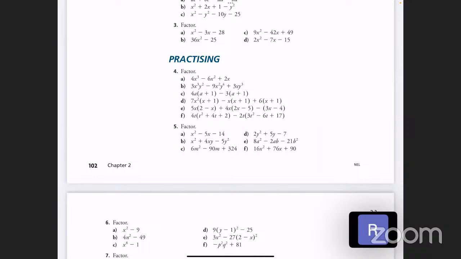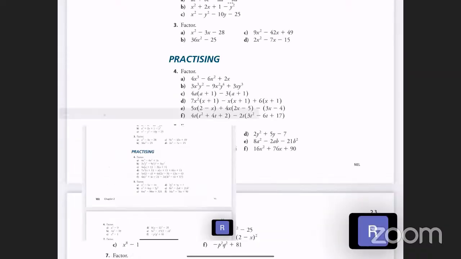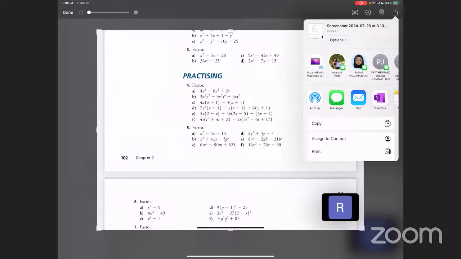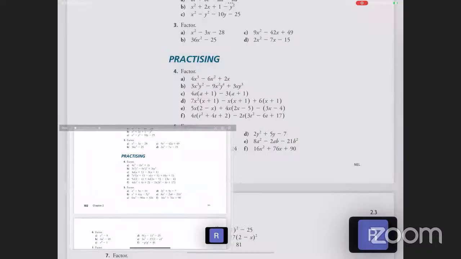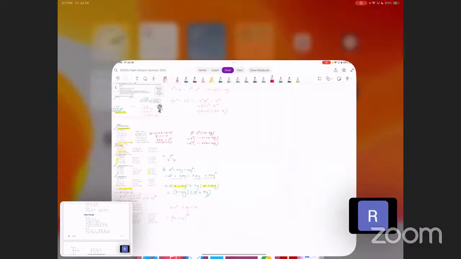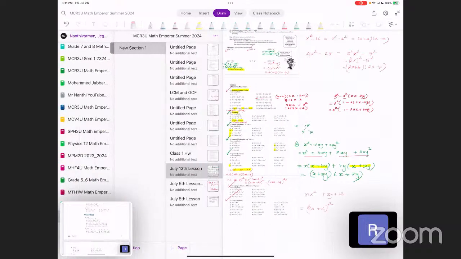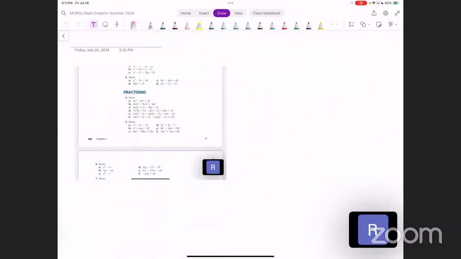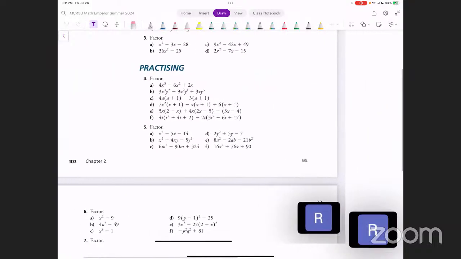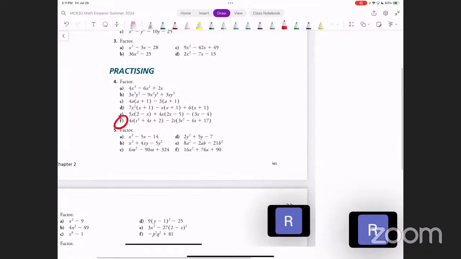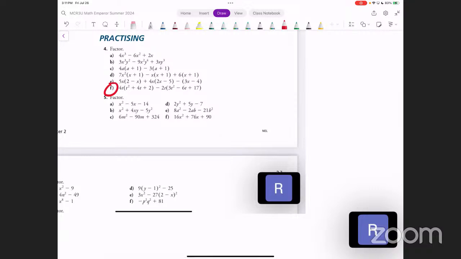What I will do is I will take the screenshot and then put that in mine, so you can see it. So MCR3, yes, that's in the right place. MCR3, you should become over here on title. All right, so you guys are going to do for me 4F. 4F. Factor completely.